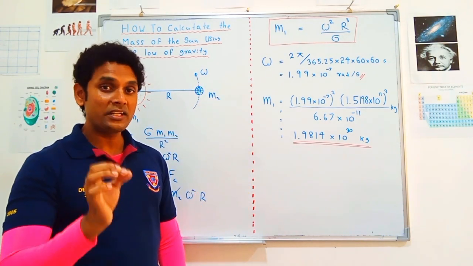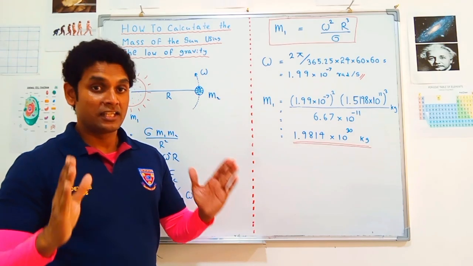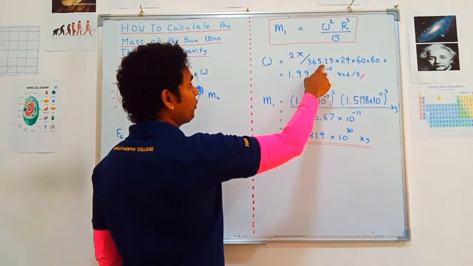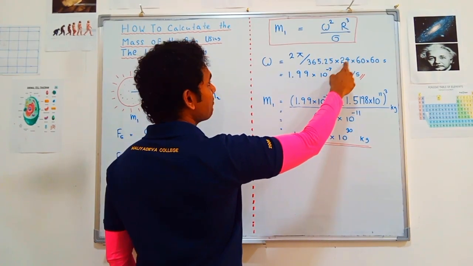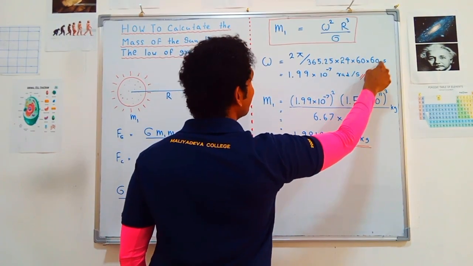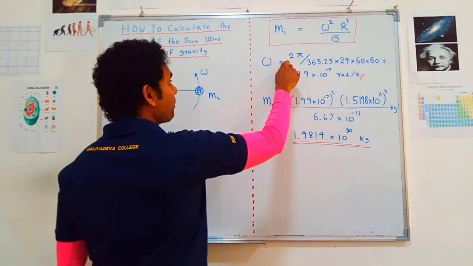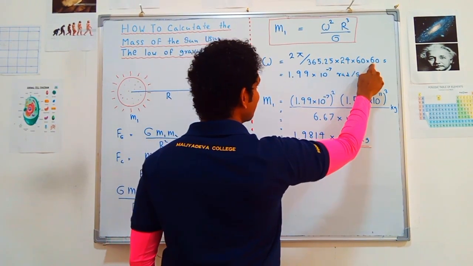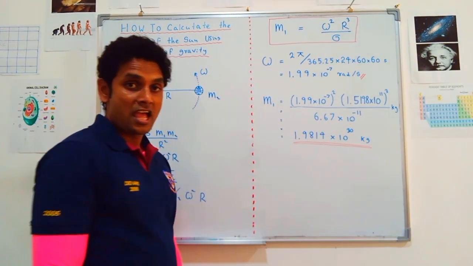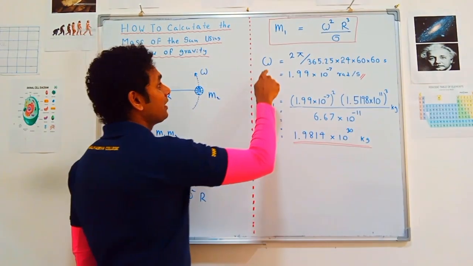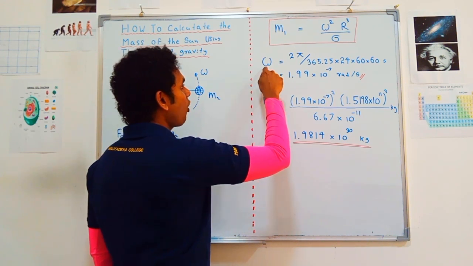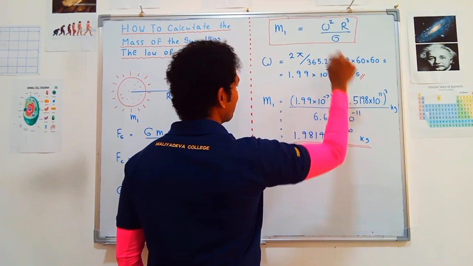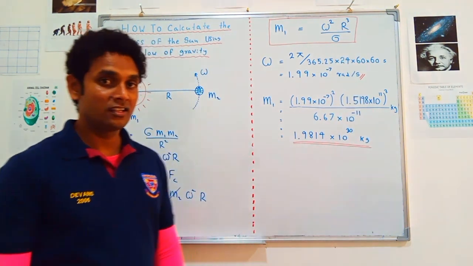Now we have to check how many seconds there are per 1 year. This many seconds are there per 1 year: 365.25 days multiplied by 24 hours multiplied by 60 minutes multiplied by 60 seconds. So 2 pi radians divided by 365.25 multiplied by 24 multiplied by 60 multiplied by 60 is the angular speed of the earth around the sun. Omega is equal to 1.99 multiplied by 10 to the power minus 7 radians per second. That is the angular speed of the earth around the sun.